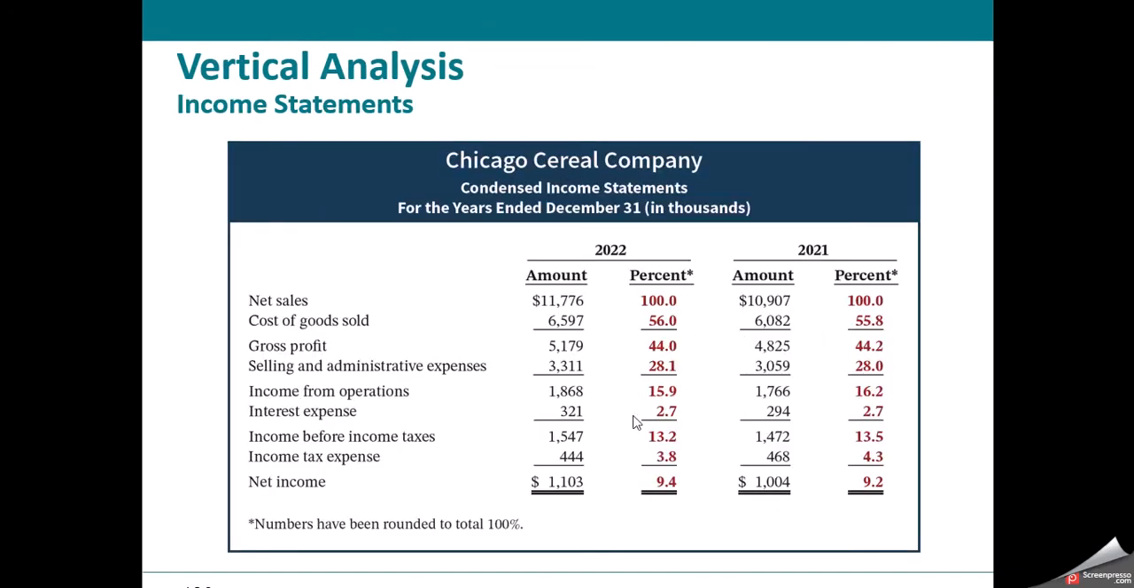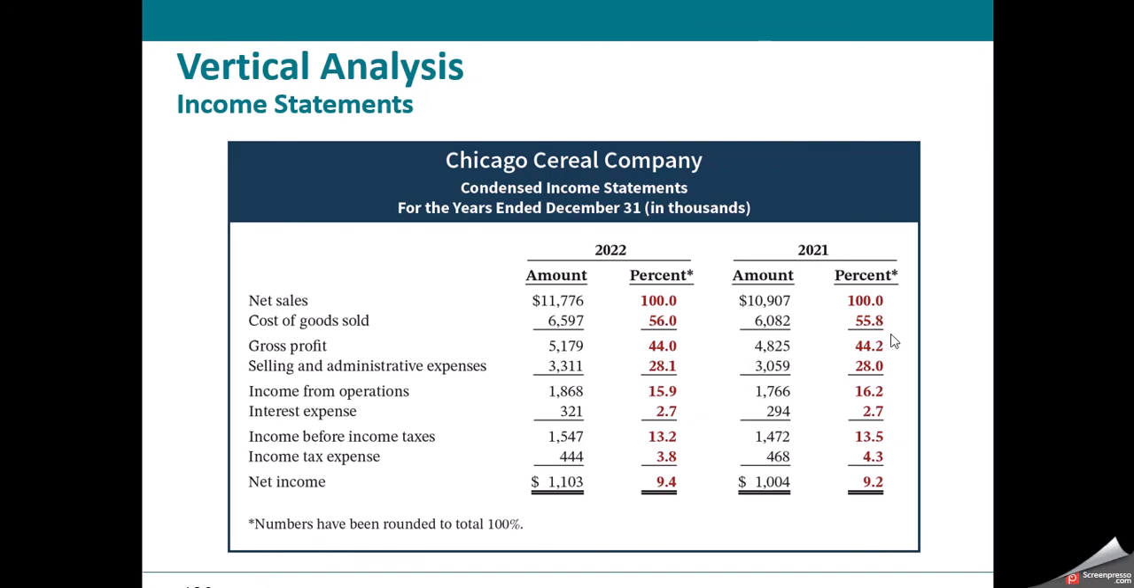And then same with the income statement. Now everything is a percent of sales. So cost of goods sold, we take the $6,597, divide it by our sales of 11,776, and that gives us that 56%. So then we do that for every single line item. Selling administrative expenses divided by sales gives us that percent. Interest expense divided by sales gives us that percent. Do that all the way straight down the income statement.